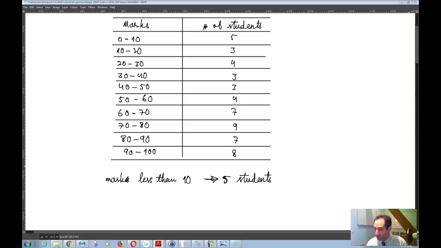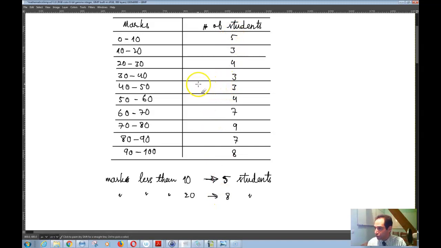Now, how many students have scored less than 20 marks? Marks less than 20 would be all of these two groups, right? These are less than 10 and this is less than 20, so this would be also included in the answer. So that would be 8 students. Observe that the number of students who have scored less than 20 includes the number of students who have scored marks from 0 to 10, as well as the number of students who have scored marks from 10 to 20, right? So the total number of students with marks less than 20 is 5 plus 3, which is equal to 8.